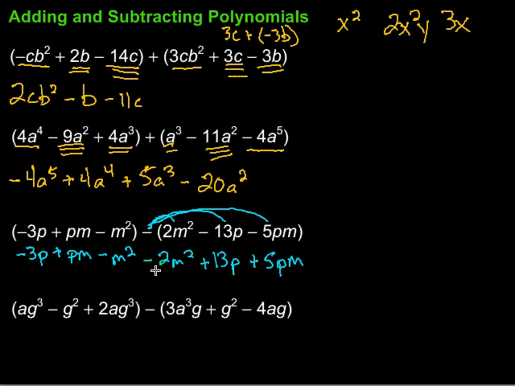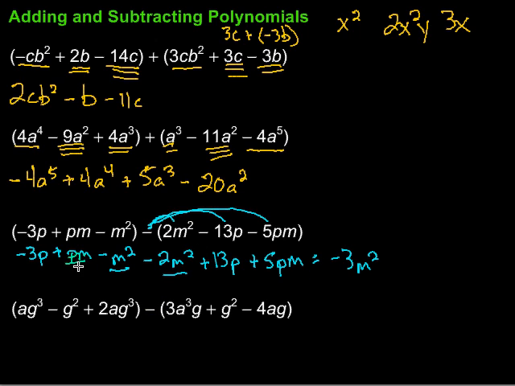Then, again, it just becomes a matter of looking for those like terms. I'm going to start with the m squareds here. We've got a minus m squared and a minus 2m squared. That would give us equals minus 3m squared.